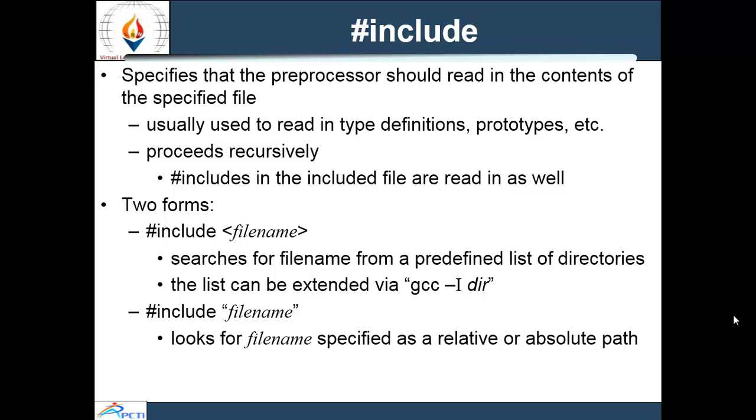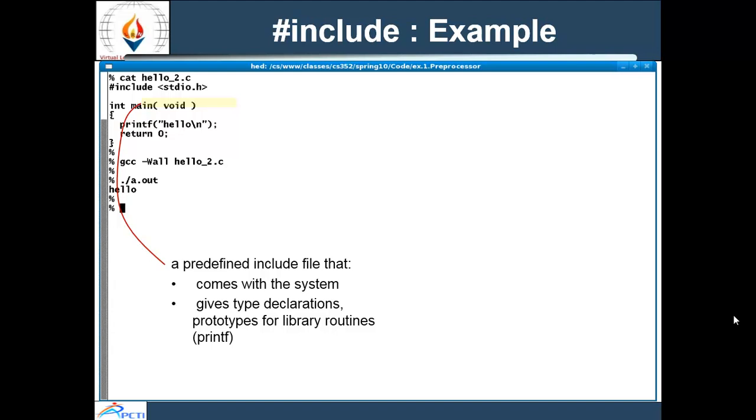So the #include directive is used to include standard library headers such as stdio.h, stdlib.h, etc. This is an example of #include: #include stdio.h, a predefined include file that comes with the system. It gives the type declarations and prototypes for library routines, for example printf.